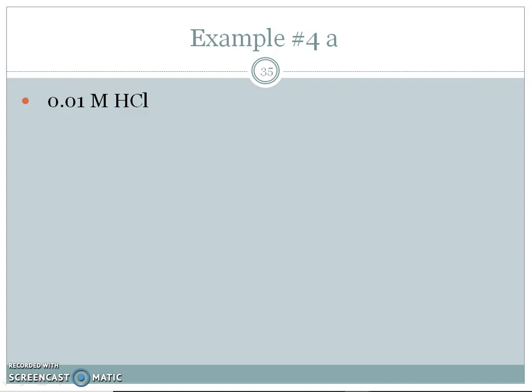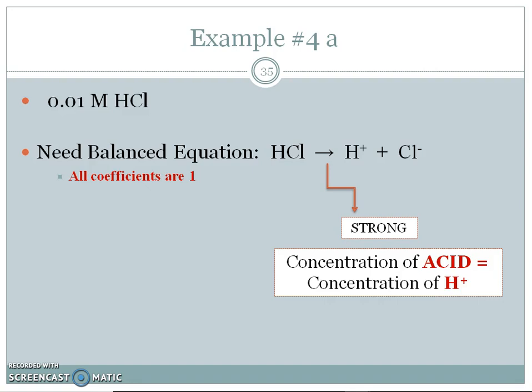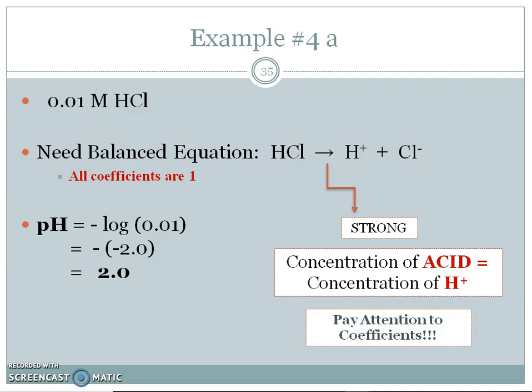So here's example 4A. See if you can do it yourself, but if you can't, that's okay. We're going to go through it. We need that balanced equation. All the coefficients are 1, makes it nice and easy. Because it is strong, the 0.01 equals the H plus concentration because it's not at equilibrium. So we have pH equals the negative log of 0.01, which is a negative 2. We take the negative of that, and we need to, again, pay attention to those coefficients, and there's no unit.